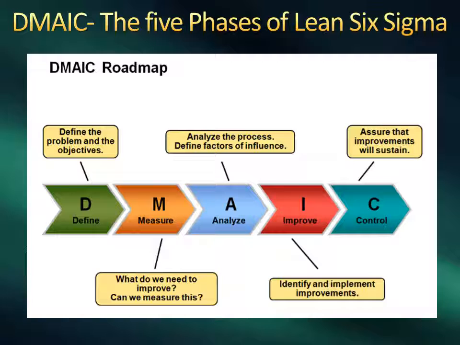Okay, so just taking a quick look at the 5 phases of Lean Six Sigma, better known as the DMAIC. First phase is the define phase, where you define the problem and its objectives. The second phase is the measure. What do you need to improve? Can it be measured? Analyze the process, define the factors that influence. Improve process or phase, identify and implement improvements. And then lastly, the control phase, assure that improvements are sustainable through some type of measurement.